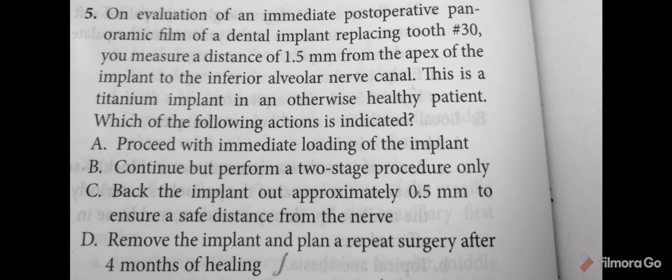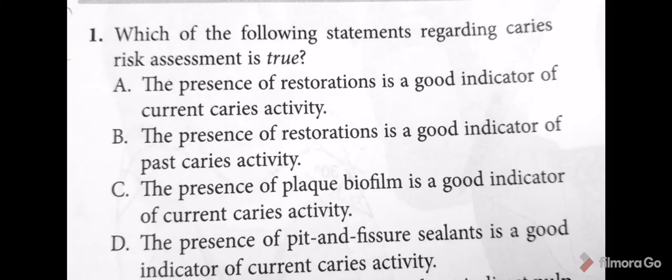There's no need to do a reimplantation after 4 months or continue a two-stage procedure, because it's an immediate post-operative film taken. So you can do it now itself. And also immediate loading should not be given, because ideally it should be at least 2 mm from the inferior alveolar canal. So A is not the answer. So the answer is C.